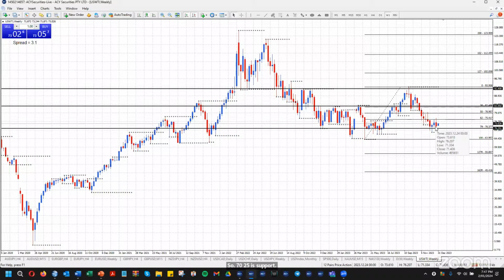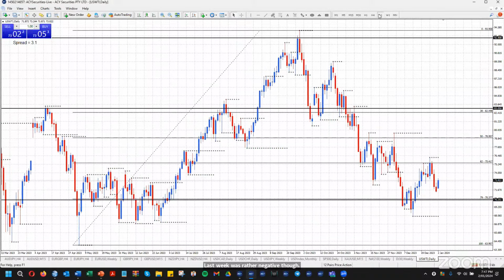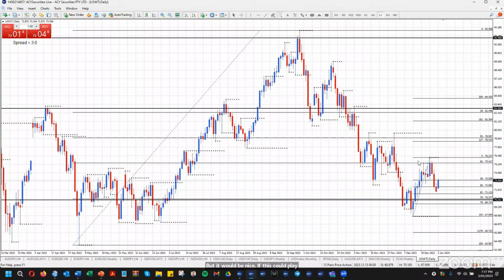Last week was rather negative though. Day chart. But it would be nice if this could play nicely and show some form of, say, can it pull back to support? Got two 79% levels here, one on the larger scale, one on the small scale. 70.37 to 69.72. Would be nice if this could move back down to support 70.25 and then reject to show a bottom coming in.